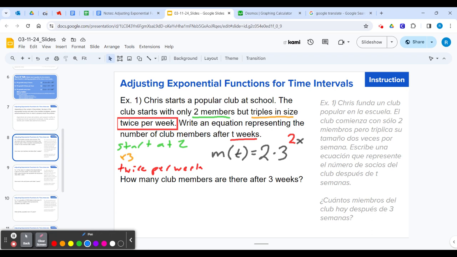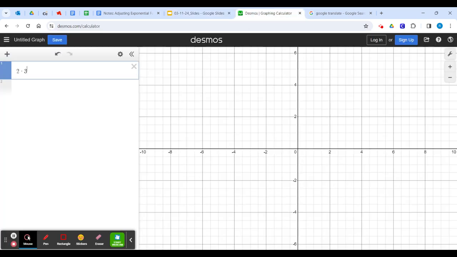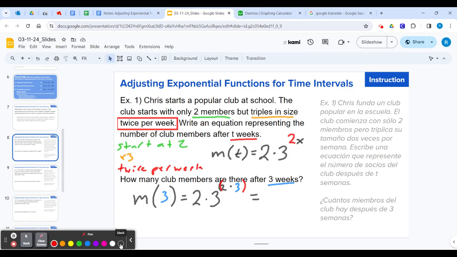Then if we want to find out how many club members there are after 3 weeks, all we have to do is what we've done previously. M of 3 equals 2 times 3 to the 2 times 3 power up top. And note that I'm going to throw some parentheses around this just to make sure that I'm doing my order of operations correctly, because if we think about it, it's being tripled 6 different times if it's being tripled twice per week. I'm going to go in Desmos and calculate this. I got 2 times 3, raising it to the power of 2 times 3. Or if you wanted to, you could type in 6. It looks like I have 1,458 members after that amount of time.